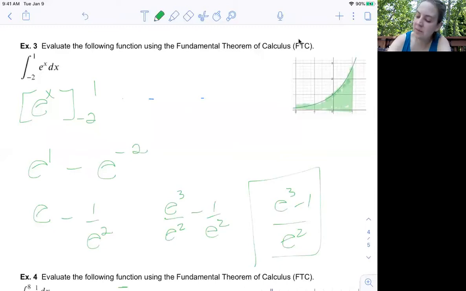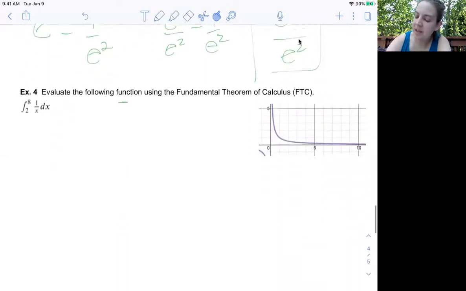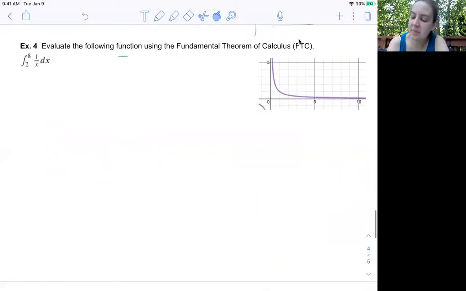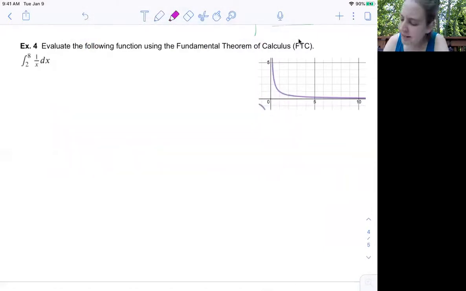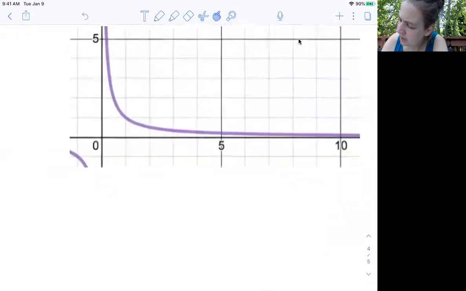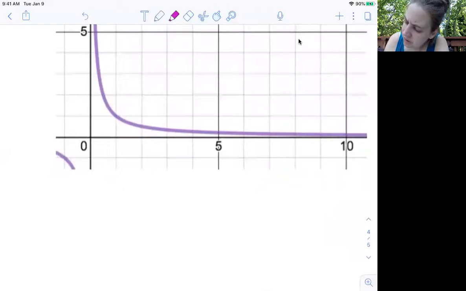So, fundamental theorem of calculus, last one. Evaluate the following function using the fundamental theorem of calculus. I have the graph of 1 over x. We are going to integrate, find that area between 1 and x. So, oh, sorry, not 1 and x, 2 and 8. So here's 2. I think I need to zoom in here. This one's so teeny tiny. So here's 2, and all the way down here to 8. Yes, my highlighter goes outside of that area, but just keep in mind that's that little sliver that we're trying to find the area for.